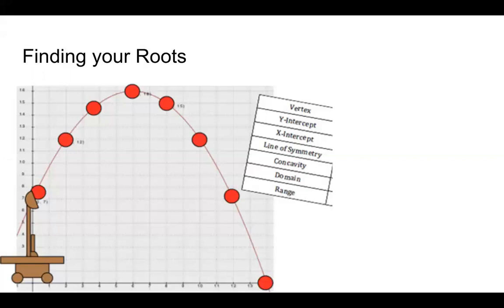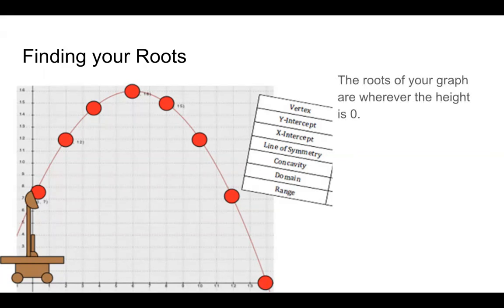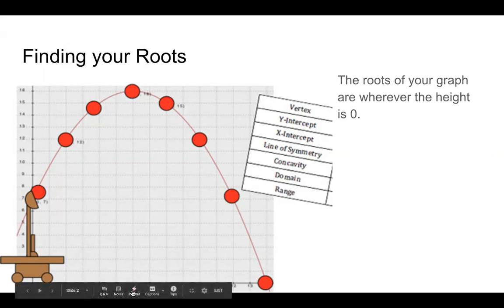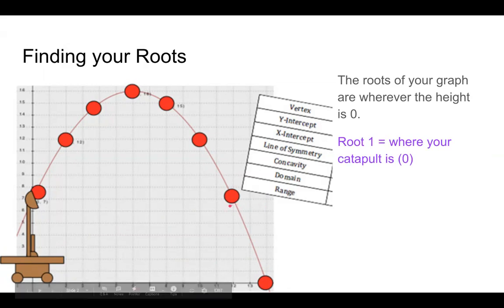I notice many of you have your roots already identified, but just a reminder for how to find those if you haven't found them already. The roots of your graph are wherever the height is 0. So if the height is 0, I'm going to put on my little laser pointer. So here is where my height is 0, and the beginning part is where my height is 0. So root 1 will be where your catapult is.